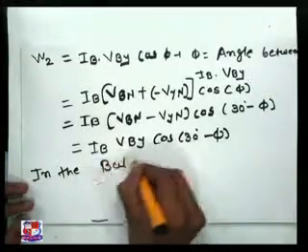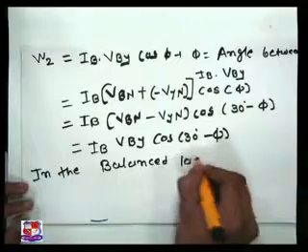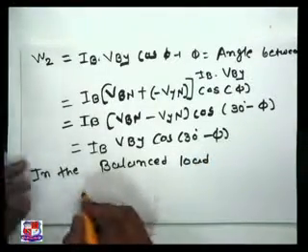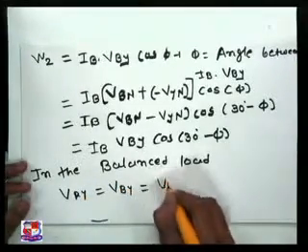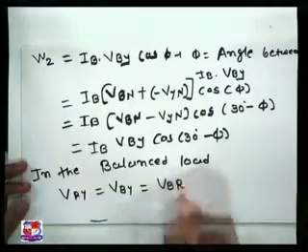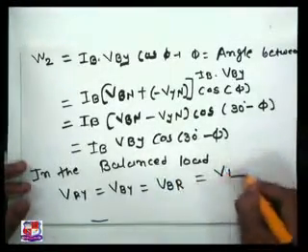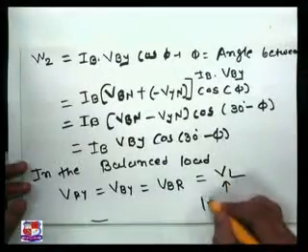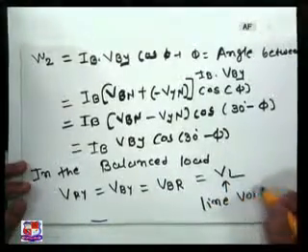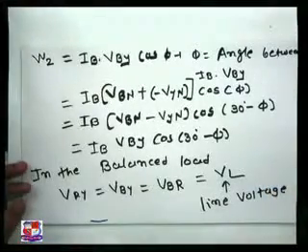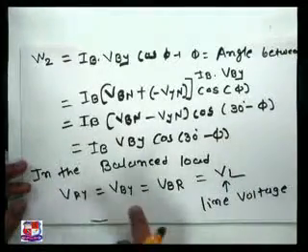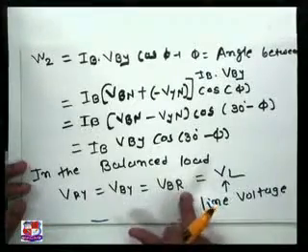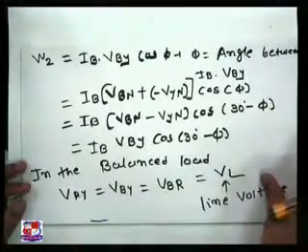Balanced load. Our circuit will be in the balanced load. So what is the concept? We have VRY, VYB and VBR equal to VL. So it will be the same voltage, the line voltage. In the balanced load, in the star connection, VRY is always equal to VYB, equal to VBR, equal to the line voltage. So we put VL in all the equations.